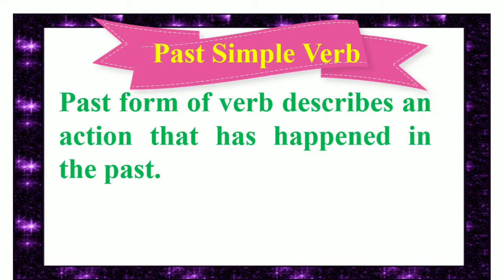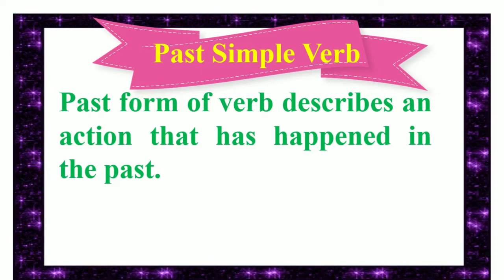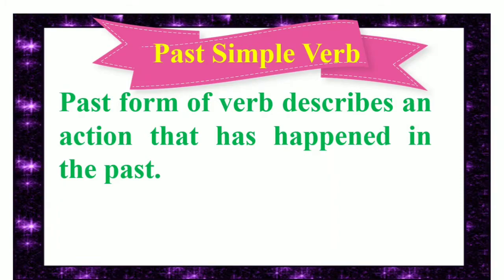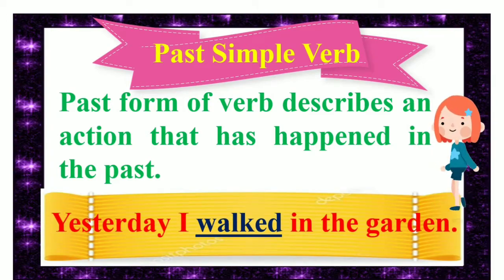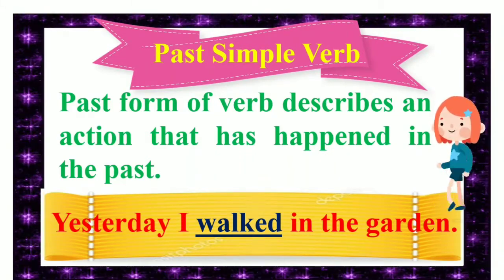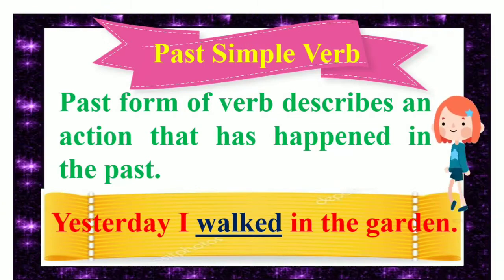So we need to know what a past simple verb is. Past simple verb means the past form of a verb, okay, and it describes an action that has happened in the past or that took place in the past. For example, yesterday I walked in the garden. That means the action of walking, the verb that I have talked about, walked, is already done.